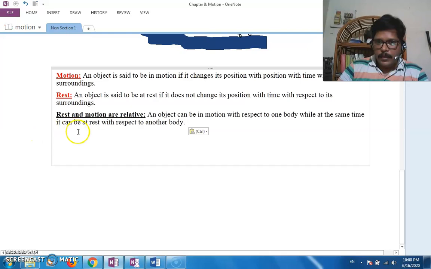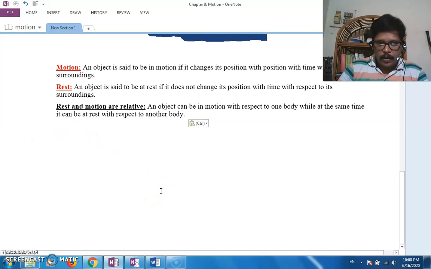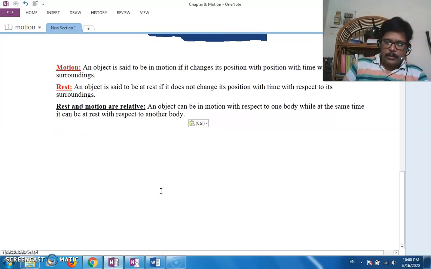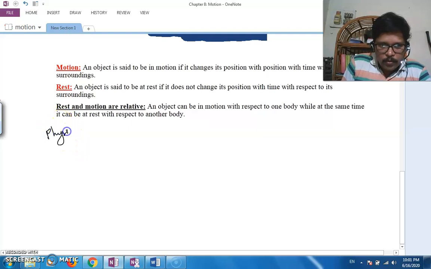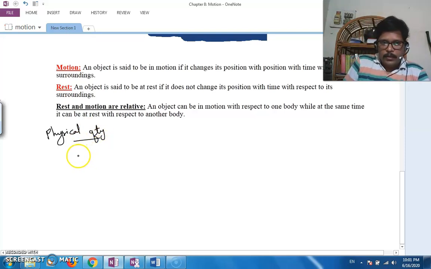Now we'll go for the next topic. In order to have some idea about distance and displacement, there is an important difference between the physical quantities which we know. Physical quantities generally are those quantities which are measurable and which obey the laws of physics. Such quantities are called physical quantities, just like time, temperature, velocity, force, current. These are all physical quantities.